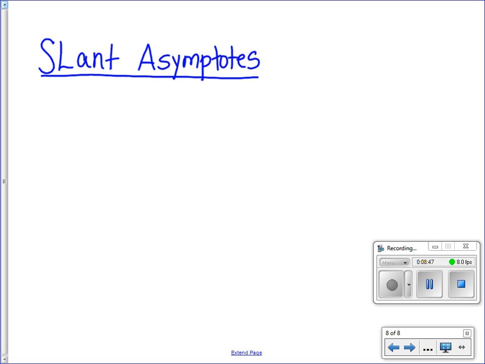So vertical asymptotes are vertical, horizontal asymptotes are horizontal, and slant asymptotes, slant. It's crazy like that, right? Those big words, I know.